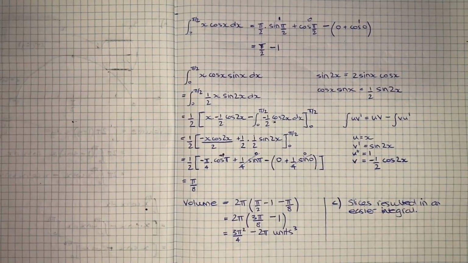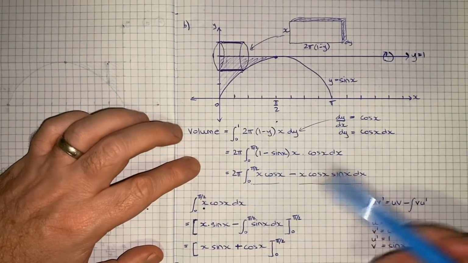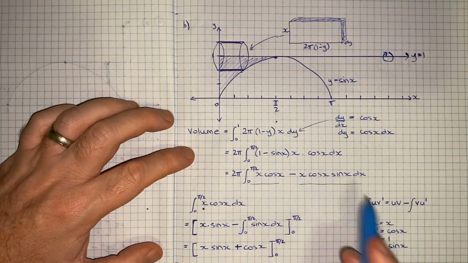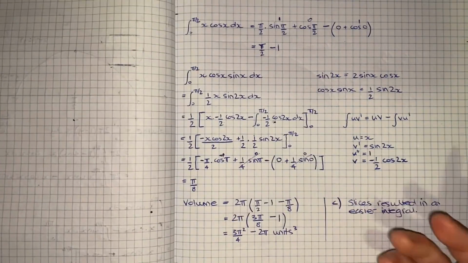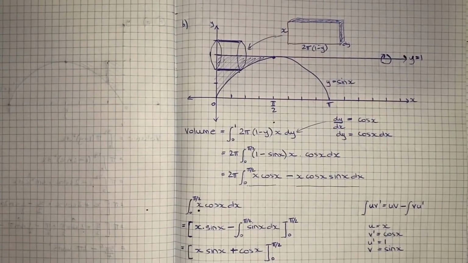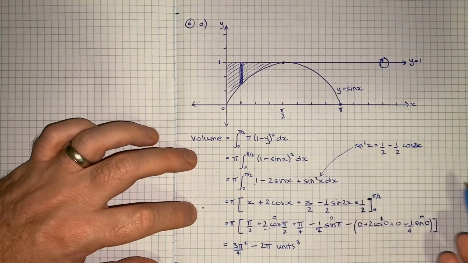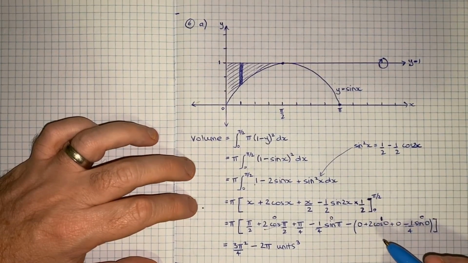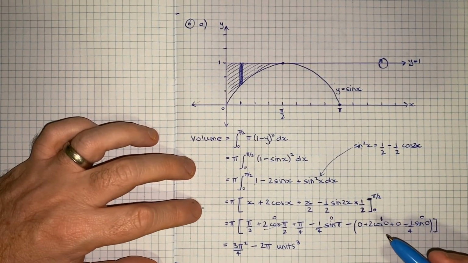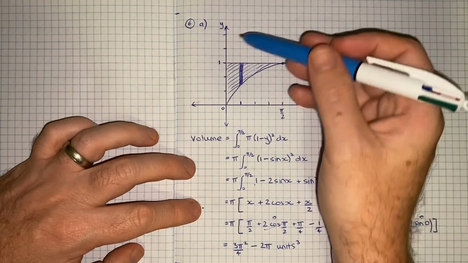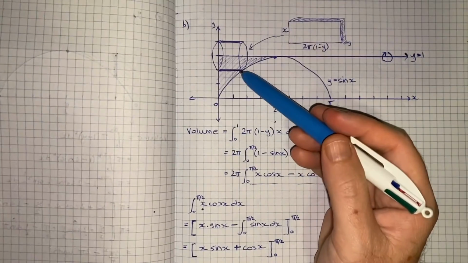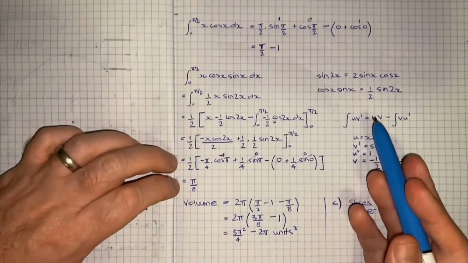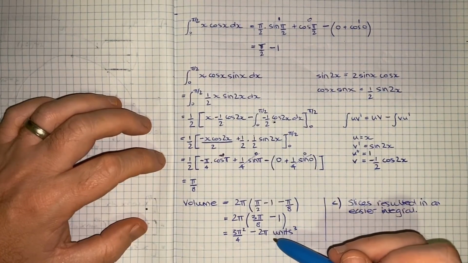When we use cylindrical shells for this particular problem, we ended up with quite a messy integral. We had to use integration by parts twice, and that's a much more involved set of techniques than what we had to do in part A, which was really just basic integration. So I think what this question's really trying to get us to appreciate is that we've got these two techniques, slices and cylindrical shells. They'll both get us the same answer for the same volume of revolution. So we really have a choice.